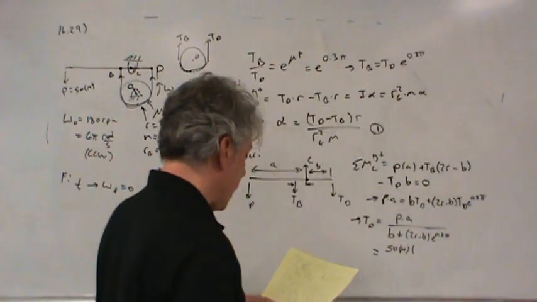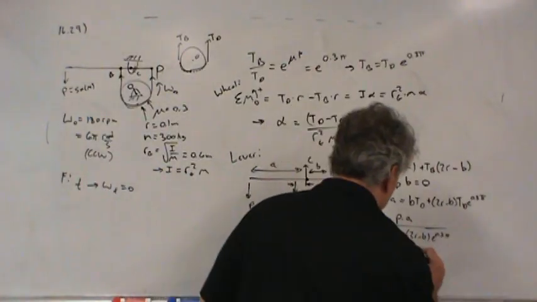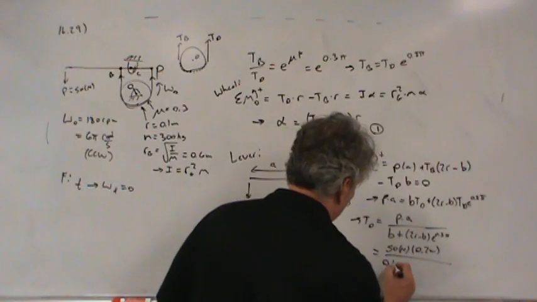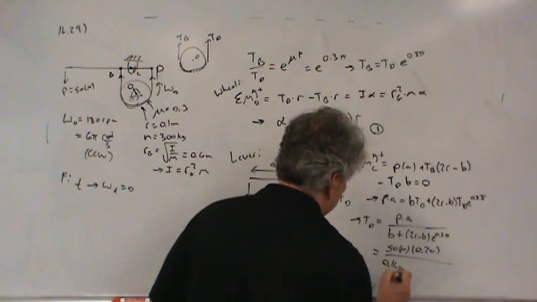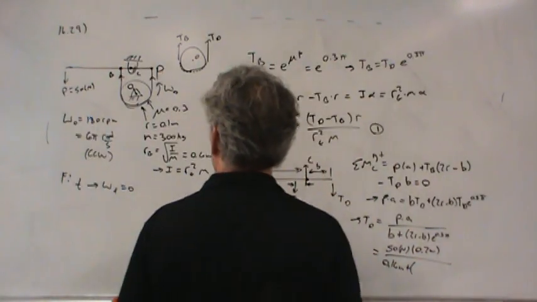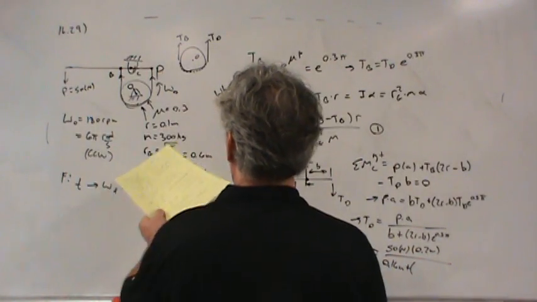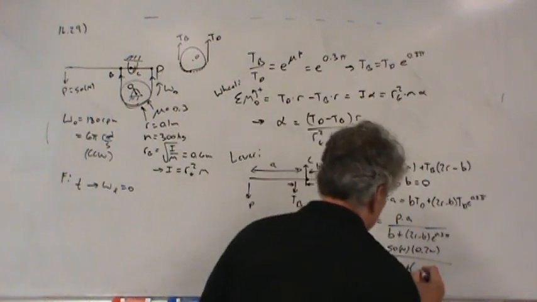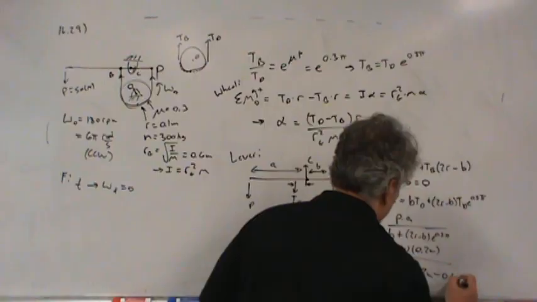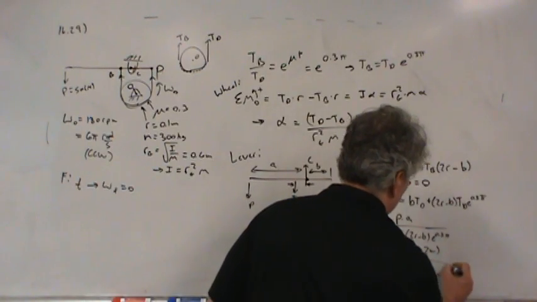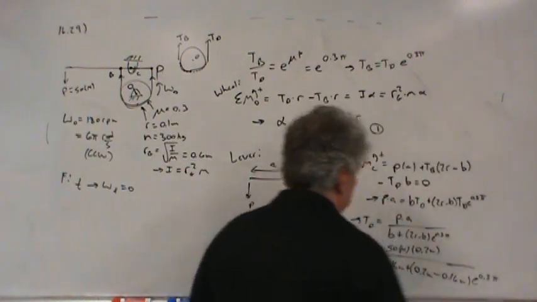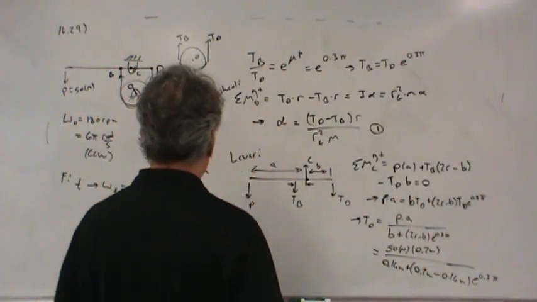A, they told us, was 200 millimeters or 0.2 meters. B, they told us, was 0.16 meters or 160 millimeters. Add to that 2R. Well, the radius R is 0.1 meters, so that's 0.2 meters when we multiply by 2. Minus B, B is still 0.16 meters, and we need to multiply this last term by e to the 0.3 pi. Anyway, from this we can get TD.